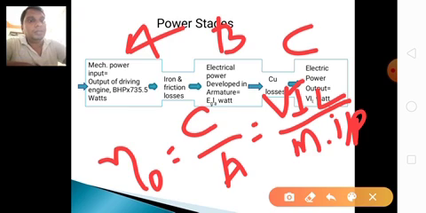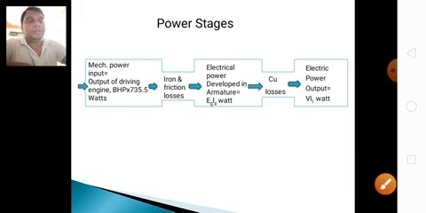In these power stages we have to know three efficiencies: one is electrical efficiency, another is mechanical efficiency, and another is overall efficiency. Overall efficiency is equal to electrical power output by mechanical power input. Mechanical efficiency is equal to electrical power developed in the armature by mechanical power input, and electrical efficiency is equal to electrical power output by electrical power developed in the armature.